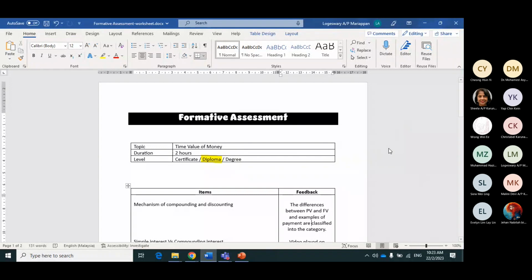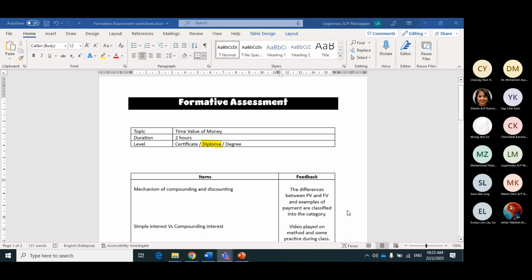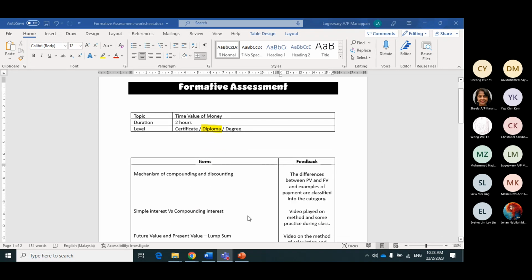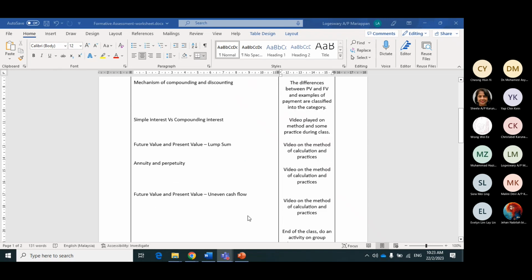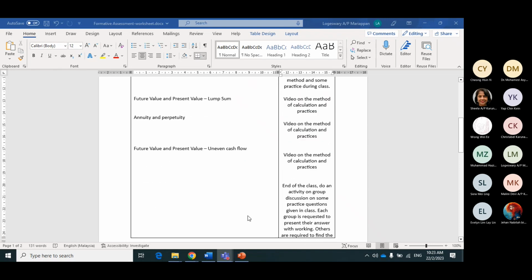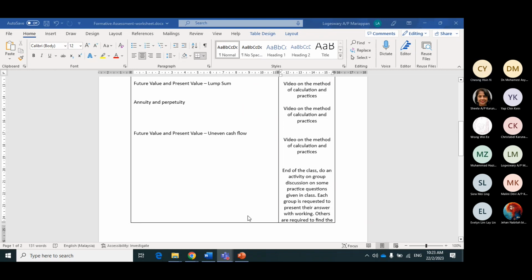Yes. Okay. This is actually on a finance topic. So I'll be doing it for a diploma class, time value of money, which is 2 hours. My class will be like, I lecture and at the same time they will have practice for each subtopic. I'll show them some basic videos on calculation methods. And then after that, I'll give them some additional questions to practice, and it goes on until all the topics have been completed. And at the end of the class, we do activities on group discussions. So there will be a few topics, and they can choose the questions.